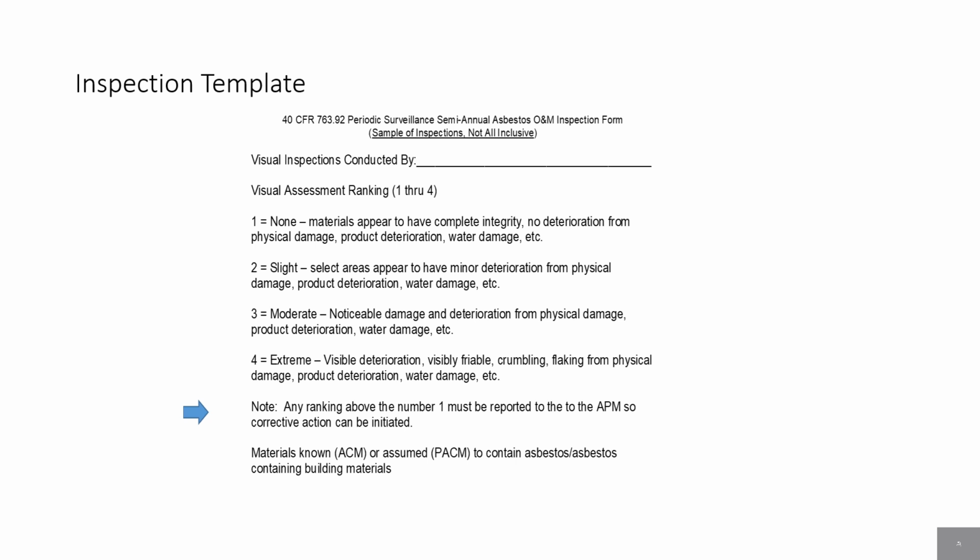These are the visual assessment rankings of ACM during the biannual inspection. 1 equals none. The materials appear to have complete integrity, no deterioration from physical damage, product deterioration, water damage, etc. 2 equals slight. Selected areas appear to have minor deterioration. 3 equals moderate. Noticeable damage and deterioration. 4 equals extreme. Visible deterioration, visibly friable, crumbling, and flaking. Any ranking above the number 1 must be reported to the APM so that corrective action can be initiated.